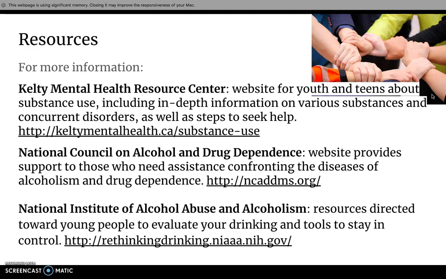And then some resources. The Kelty Mental Health Resource Center. These are all just websites that you can go on. This first one, the Kelty Mental Health Resource Center, provides in-depth information on various substances and steps to seek help. The National Council on Alcohol and Drug Dependence provides support to those who need assistance.